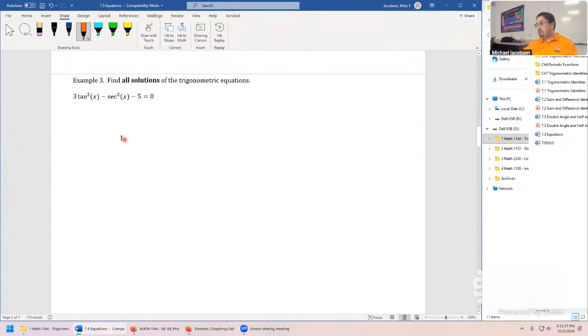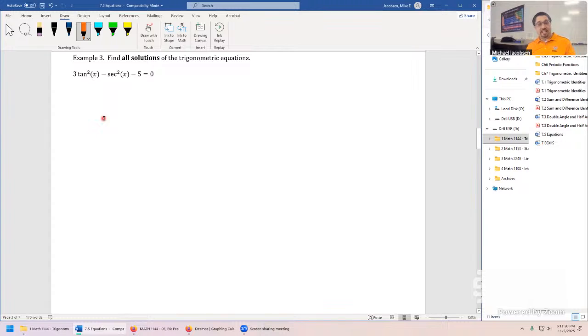But when it's more than one trig function, we definitely have something new. There's a bit of a problem with this one. 3 tangent squared minus secant squared minus 5 equals 0. This one is not easy to solve if we're handling two trig functions simultaneously. But that's okay, because we could just use a Pythagorean identity to eliminate one or the other. I think the easiest one to eliminate on this problem might be secant squared, but you could also eliminate tangent squared in terms of secant if you prefer.